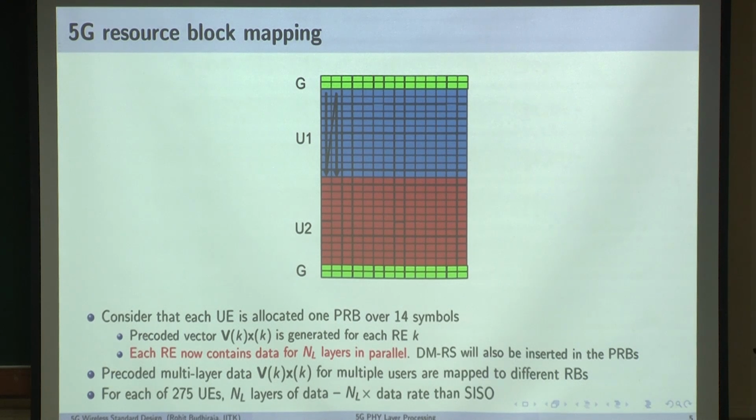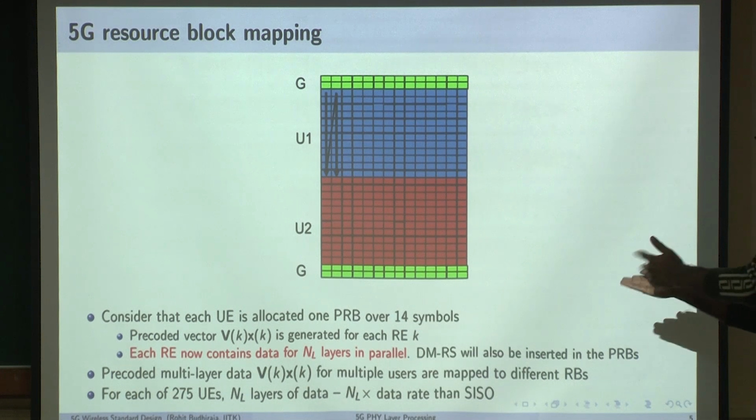So let's get back to our single user MIMO. If you are transmitting NL layers over each PRB, the total data rate will increase by how much? It will be NL times the data rate of SISO systems, because over each PRB you are transmitting NL layers. You are increasing your data rate by NL. That's one of the use cases of MIMO.